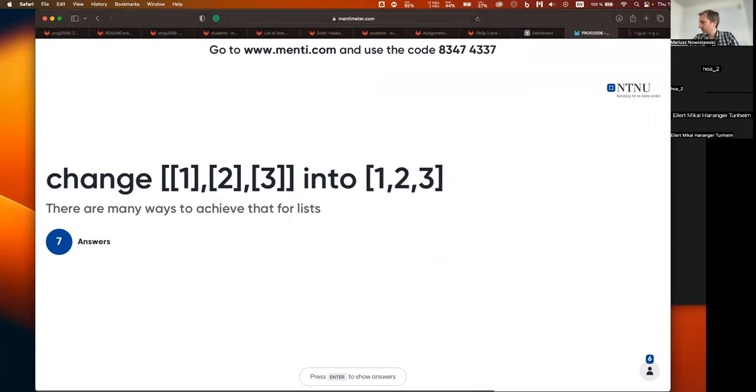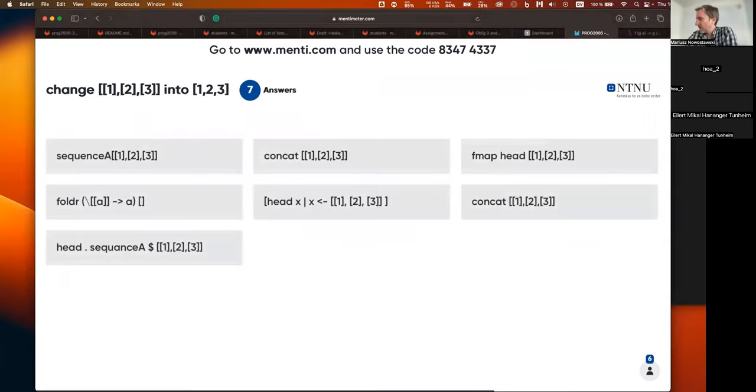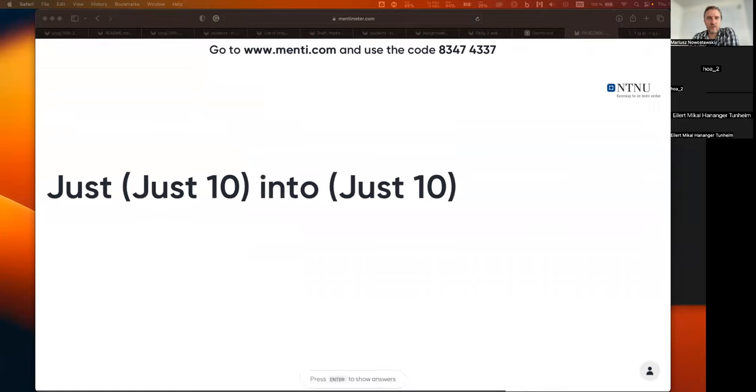Yeah, let's see what people came up with. Folding, yes, sequencing, concat. Yeah, so you can explore. But the thing is that sequence didn't solve what we wanted here, right? That was the main point. Okay, how about Just 10 into Just 10? We want to collapse the hierarchy of our structures such that we end up with Just 10. Do you know how to do it?